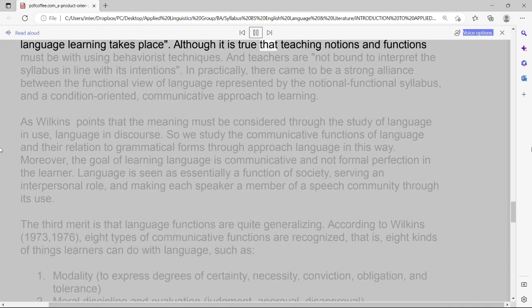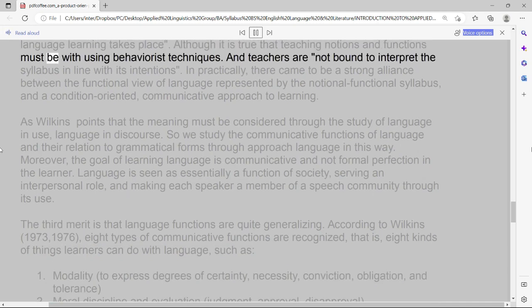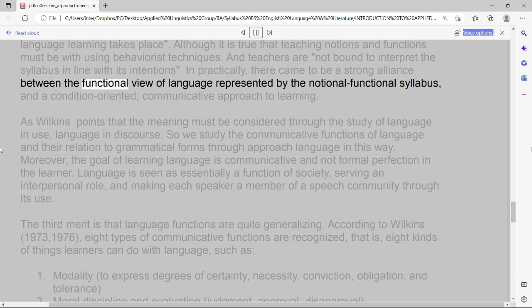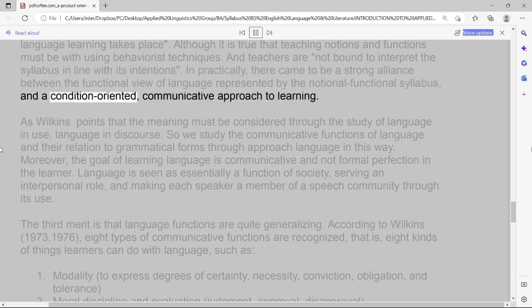Although it is true that teaching notions and functions can be done using behaviorist techniques, teachers are not bound to interpret the syllabus in line with its intentions. In practice, there came to be a strong alliance between the functional view of language represented by the notional-functional syllabus and a condition-oriented, communicative approach to learning.